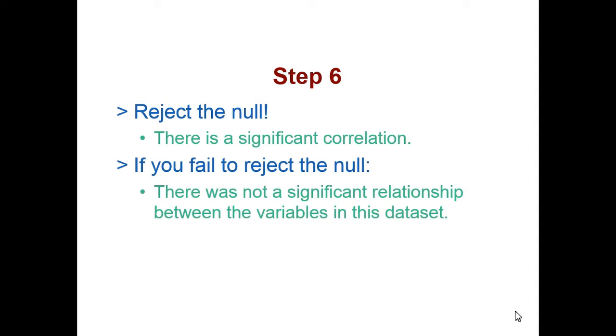Anyway, okay, so we ended here with if you reject the null when you're doing the 6 steps, there's a significant correlation. If you fail to reject the null, there's not a significant correlation that you found in that data. So it might be there still is a significant correlation in the population, it's just you don't maybe have enough participants, or you just didn't find it in this experiment.